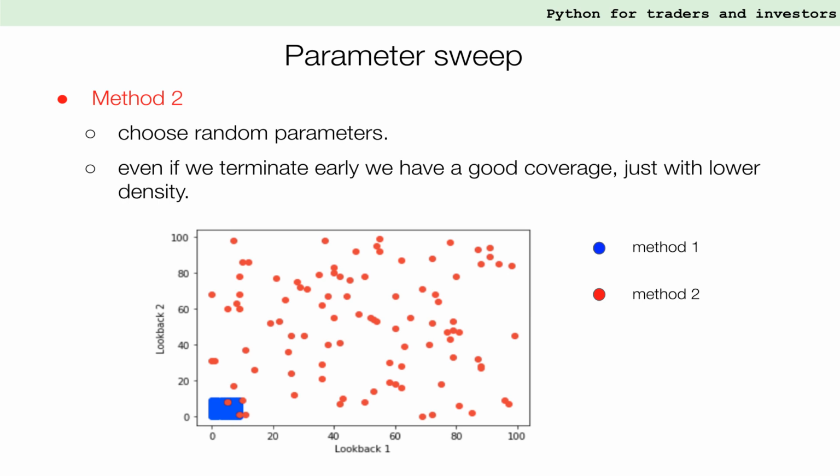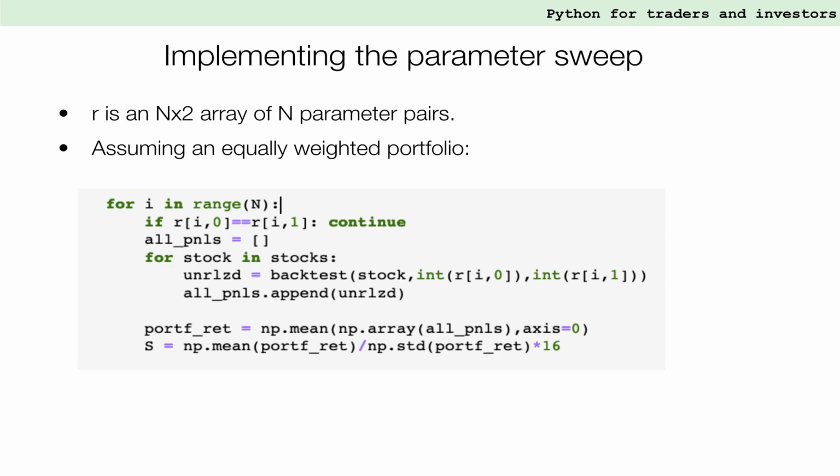Often, a better approach is to choose random parameters. This quickly maps the parameter space more evenly, and when we terminate early, we have a good coverage, just with lower density. This figure shows how we map the parameter space of 100 values with a fixed grid in blue and random values in red. The code shows the procedure, where R is an n by 2 array of n parameter pairs. We have two loops, one that loops through the parameter pairs and another that loops through the stocks.